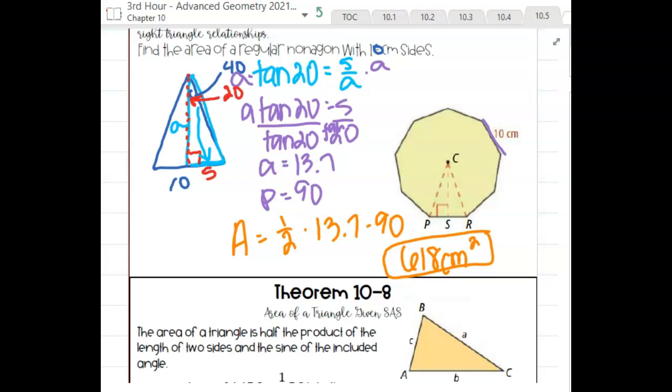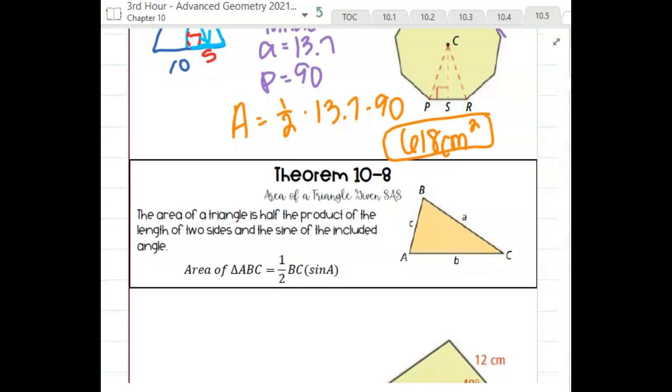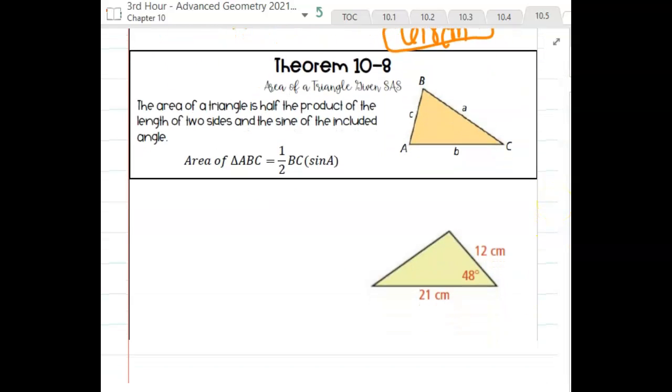So it's almost the same thing we did last week, but instead of using the special right triangle relationships, we're using the trig ratios. Now the other thing we're going to do today is much easier because it's just using a formula and plugging it in.